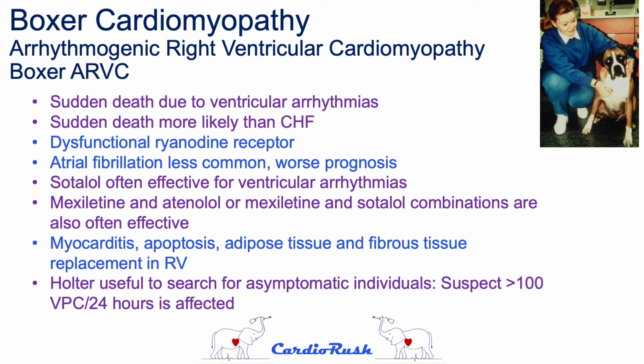On histopath, these dogs often have replacement of myocytes, especially in the right ventricle, with adipose tissue and fibrous tissue. There may be a component of inflammatory change in the ventricle as well. And Holter monitor recordings are used to search for asymptomatic individuals. Some people have proposed a cutoff of greater than 100 ventricular premature depolarizations in 24 hours, and others have picked a number higher than that.